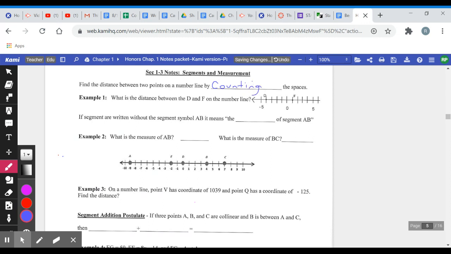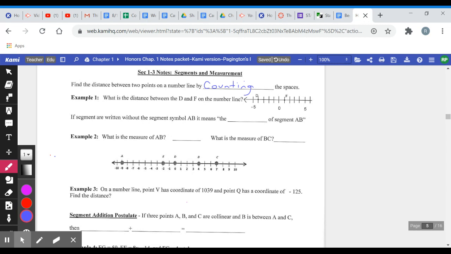And on example 1, it says, what is the distance between D and F on the number line? So if we use that method and just count 1, 2, 3, 4, 5, we can see that the length of DF, or the distance between D and F, is 5. Make sure if you're doing that you are actually counting the spaces, not the lines, or you're going to get an extra one. But besides that, you should be good to go.